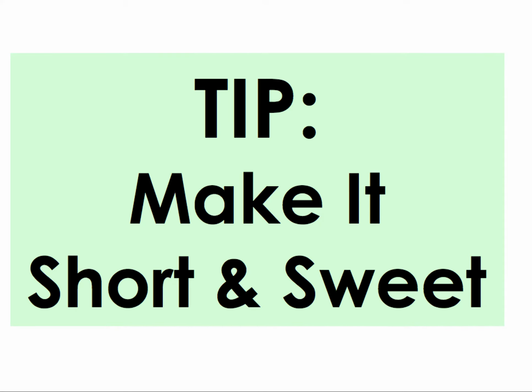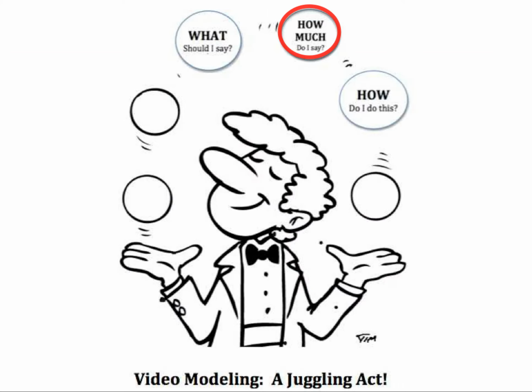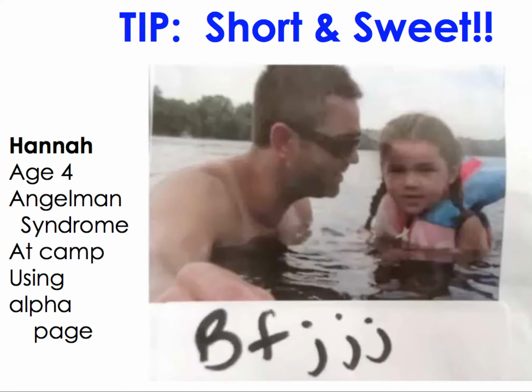I've already mentioned short and sweet. I can't say that enough. Particularly for students that have kind of a fleeting attention, that don't always watch a video for 3 minutes. So I tend to start by doing maybe only 10-second videos and then gradually make them a little longer. So how much do I say? This is where we juggle this ball of how much am I going to say? And so, short and sweet. So I showed the J, the jump video.